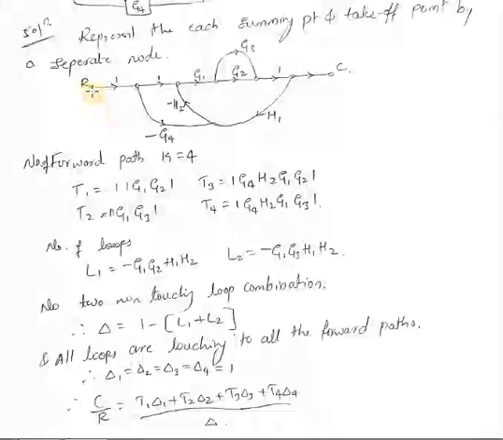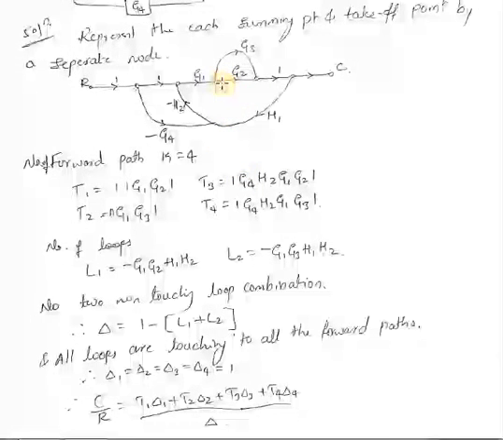The first forward path is 1, G1, G2 and 1. The second one is 1, G1, G3 and 1. Then 1, G4, H2, G1, G2 and 1. Then 1, G4, H2, G1, G3 and 1. So there are 4 forward paths. Now the number of feedback loops.